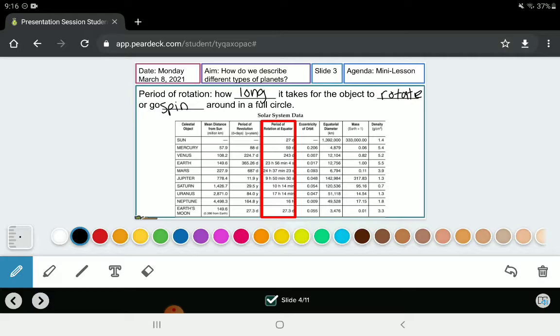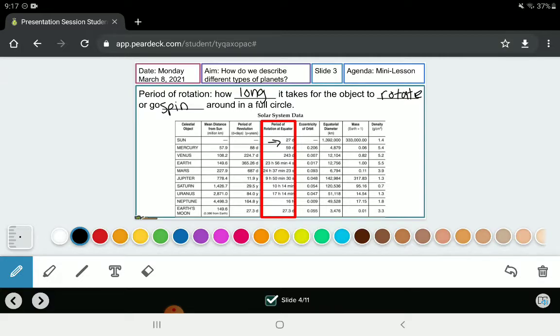And this one, there's not a lot of rhyme or reason to it. You can actually see that different celestial objects have different periods of rotation. So the sun actually takes 27 days to rotate on its axis. Mercury takes 59. Venus takes 243 days to rotate on its axis. And then Earth, as we know, takes about 23 hours, 56 minutes, and 4 seconds. So not that full 24 hours. And then Mars is kind of similar.